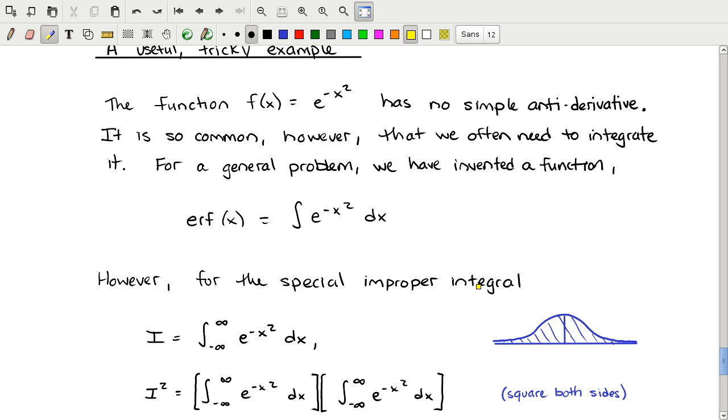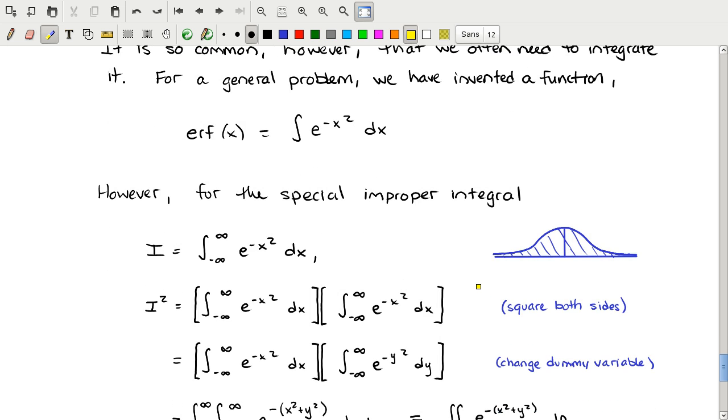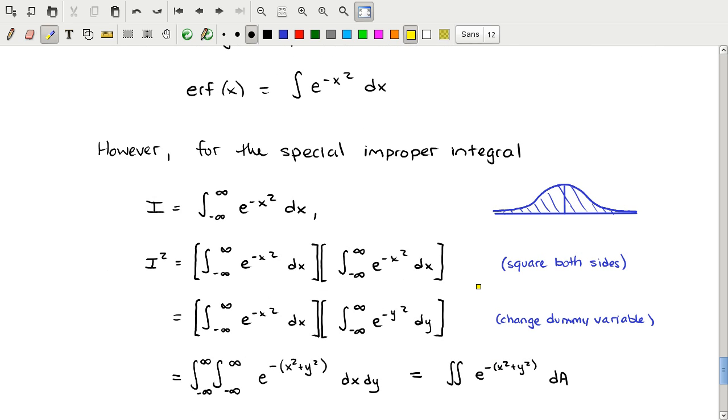So here's the trick. You don't need to learn this trick. I'll just show it to you. It's not something that you need to worry about, but it's something that works particularly well in this problem. And the trick is to say, okay, I've already decided that I cannot do this integral, I.